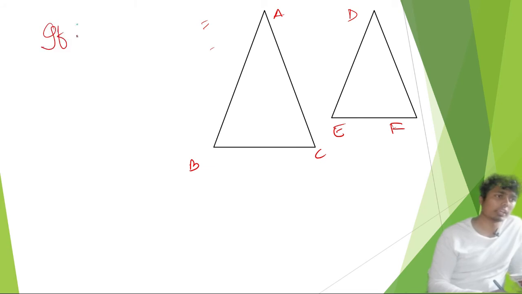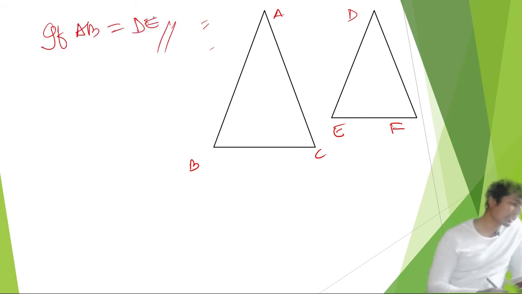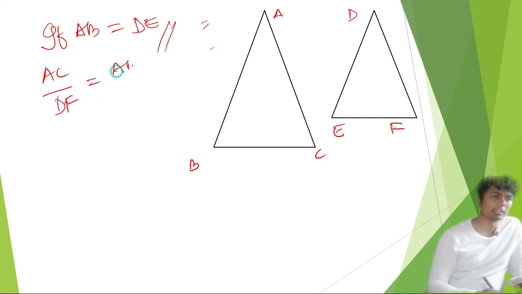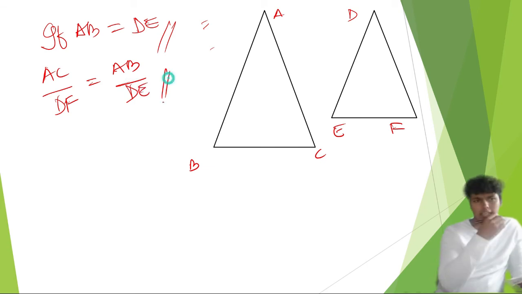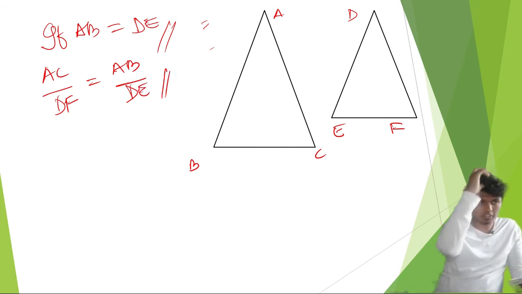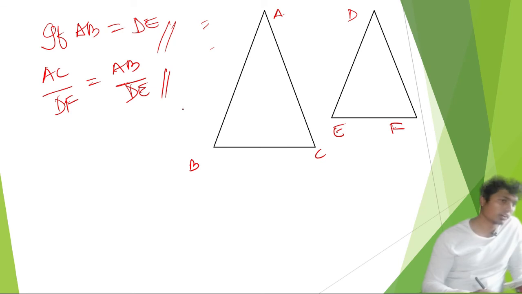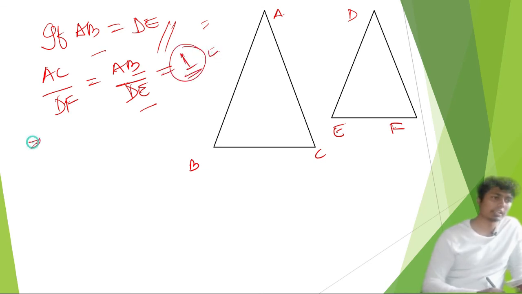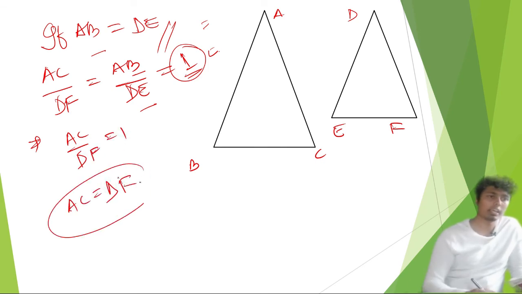If AB is equal to DE, if these two are equal, then AC by DF is equal to AB by DE. If AB is equal to DE, then AB by DE will be 1. If this is equal to 1, then we can say AC by DF is equal to 1. We can write AC is equal to DF.